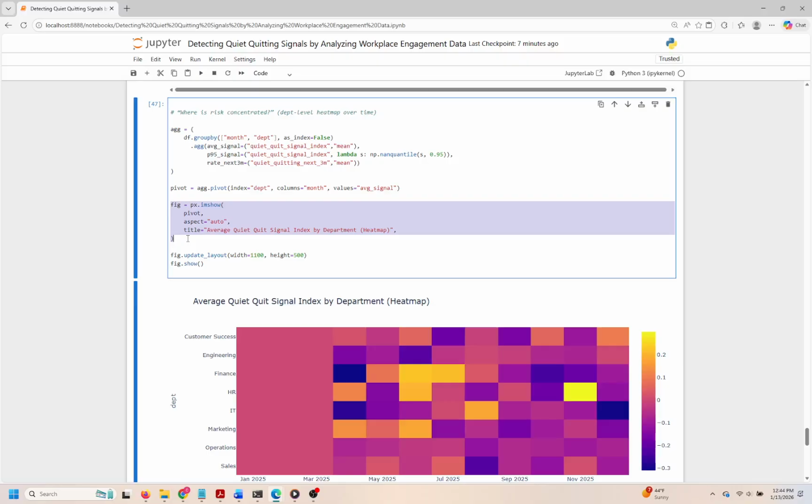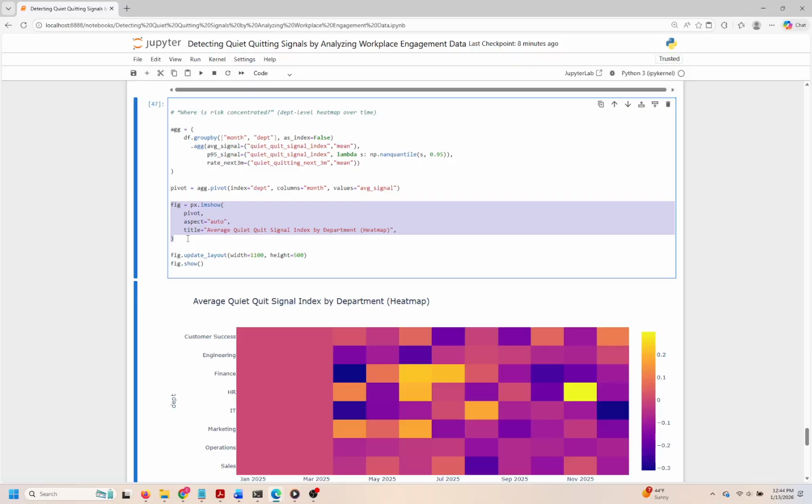Utilizing Plotly Express, we create an imshow heat map that visually represents this data. The heat map is configured to adjust its aspect ratio automatically, ensuring that it displays neatly. The title clearly indicates what the viewer is looking at, emphasizing the focus on average signals by department. As we render this visual, we can make several assumptions, such as the completeness and accuracy of the underlying data, which can impact the overall insights.